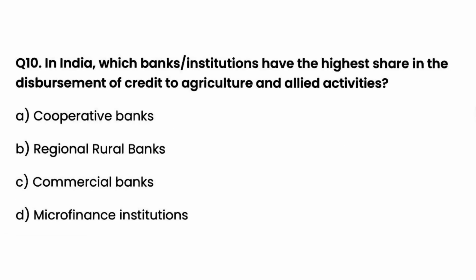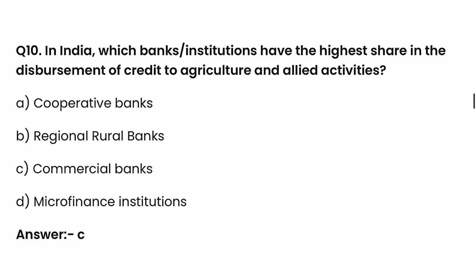In India, which bank or institutions have the highest share in the disbursement of credit to agriculture and allied activities? First one, cooperative banks. Second, regional rural banks. Third, commercial banks. And the last one is microfinance institutions. Answer is option C, means commercial bank.